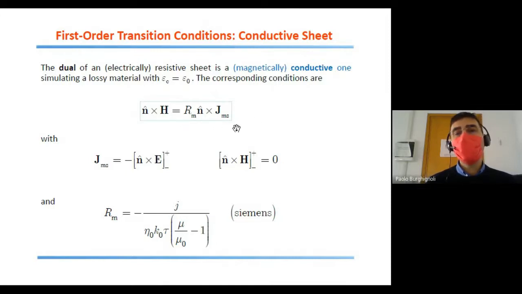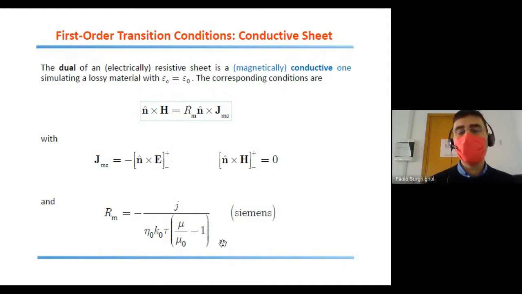And the proportionality between the tangential magnetic field and the current density is this coefficient R sub m, where m stands for magnetic, which has the dimension of an admittance, so we measure it in Siemens, and which is the dual of the previous one. It is inversely proportional to the thickness of the sheet and to the magnetic contrast of the two media, that is the ratio between the permeabilities minus 1.